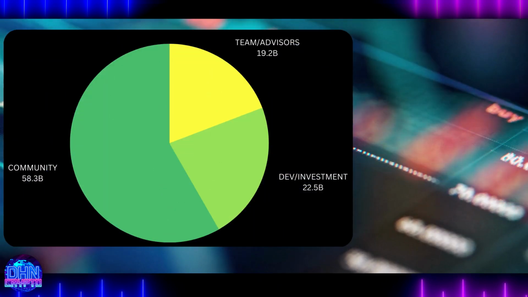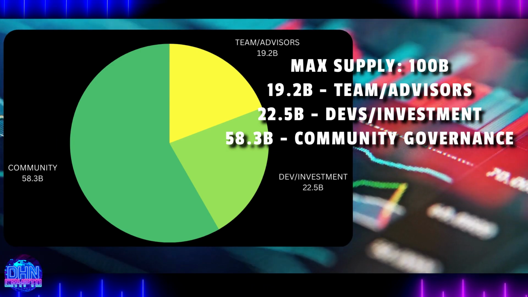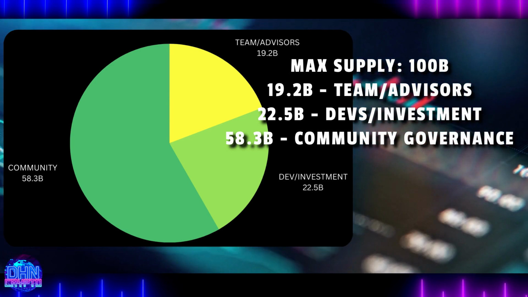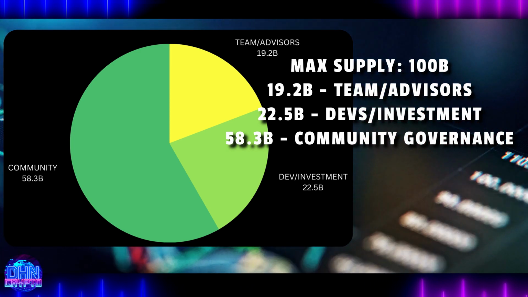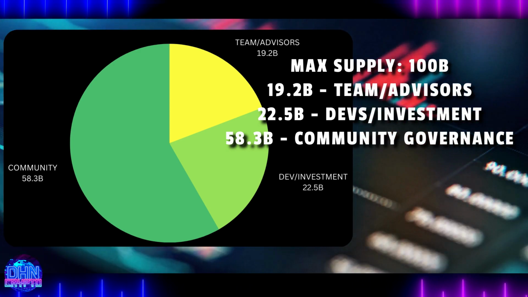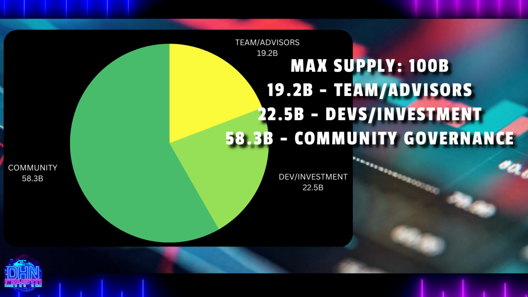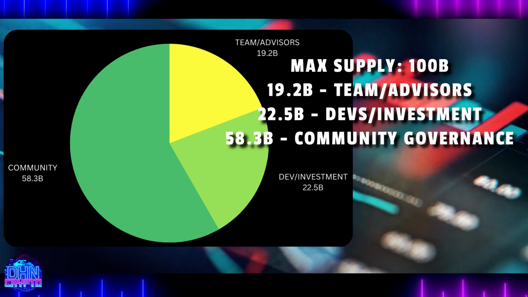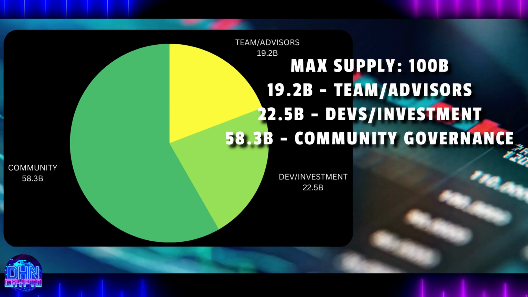We're going to close out with a little tokenomics. The total max supply of the FLR network is 100 billion. 22.5 was set aside for development and future investments. 19.2 of that went to the team, advisors, and FLR Foundation, which will go to supporting the internal operations of the FLR network. The remaining 58.3 billion, that goes to the community and governance.